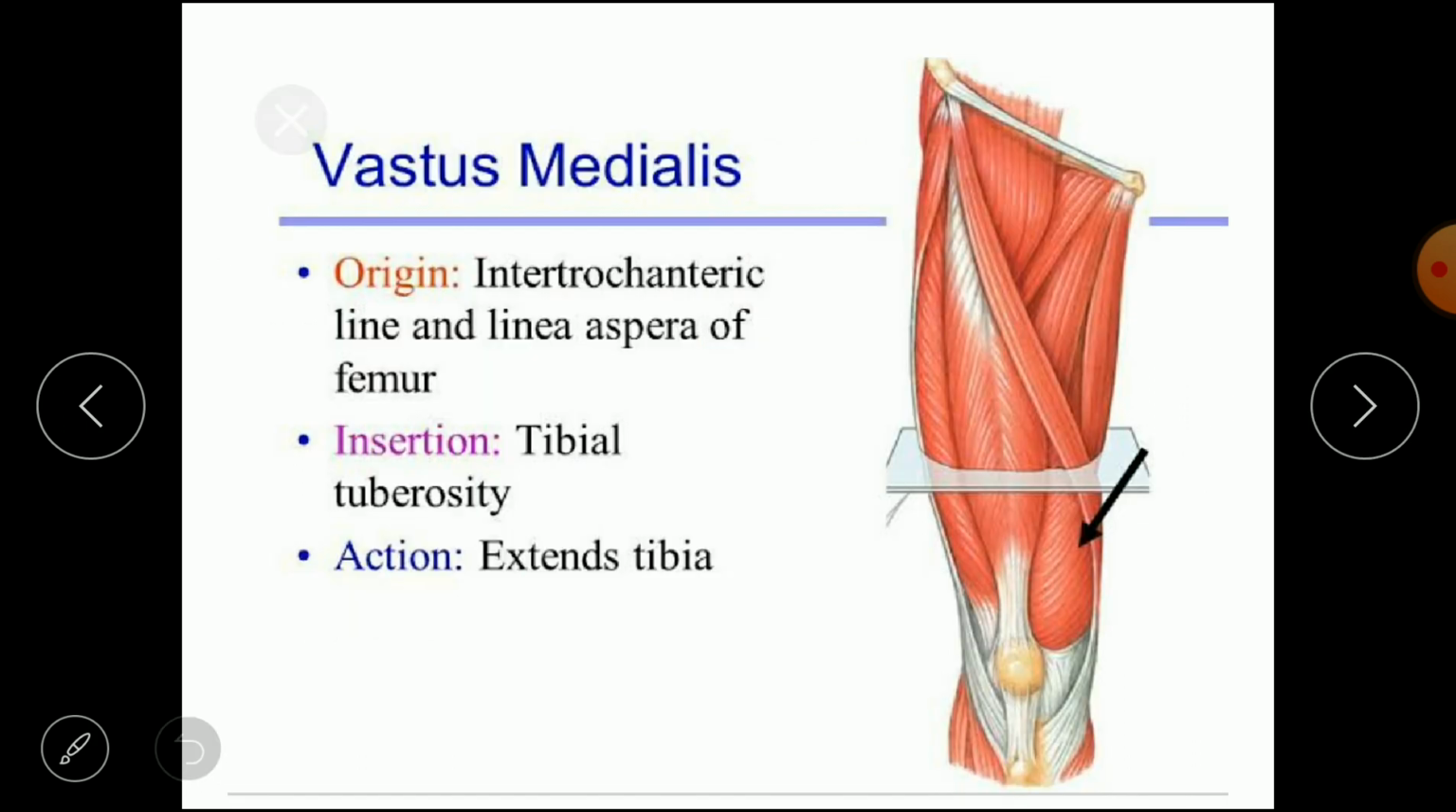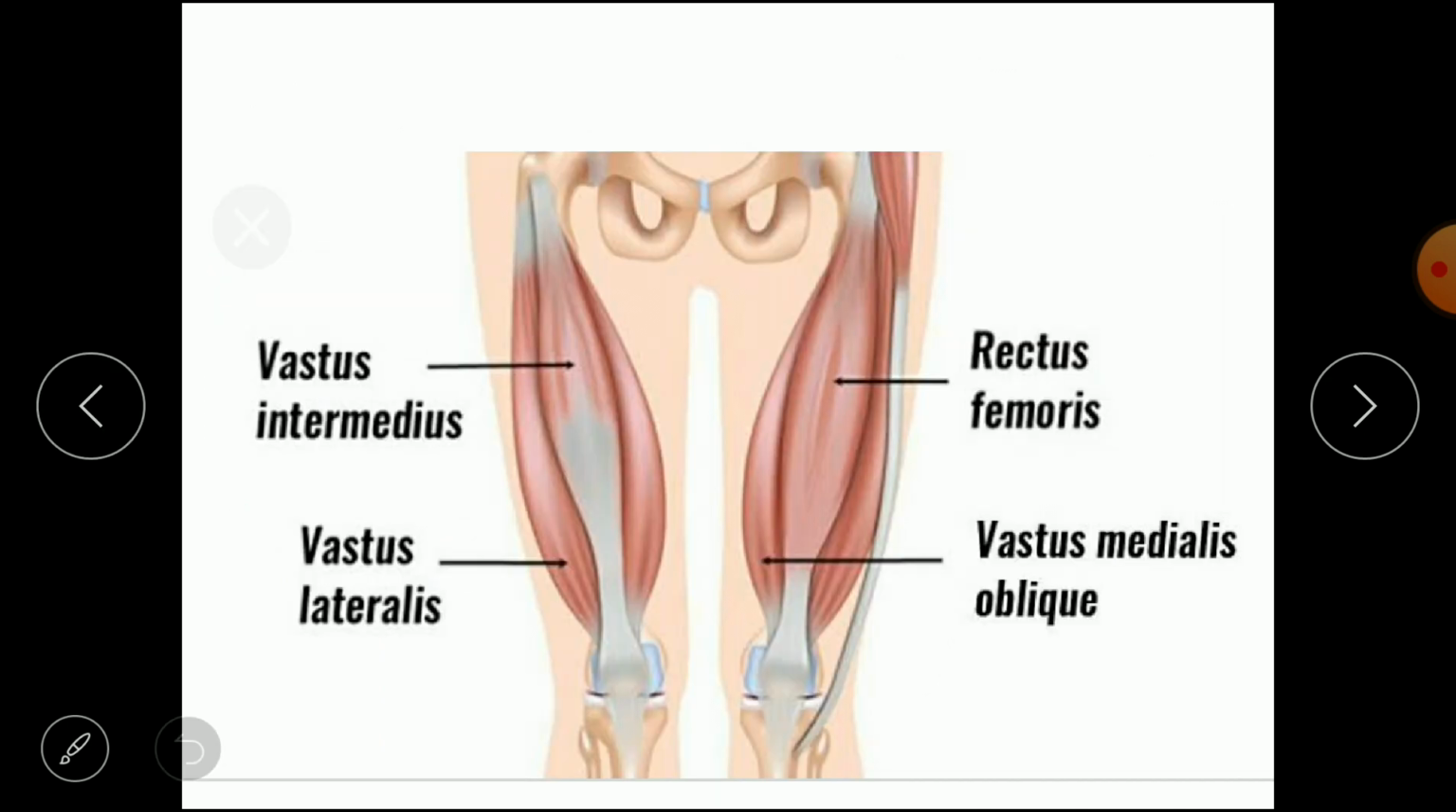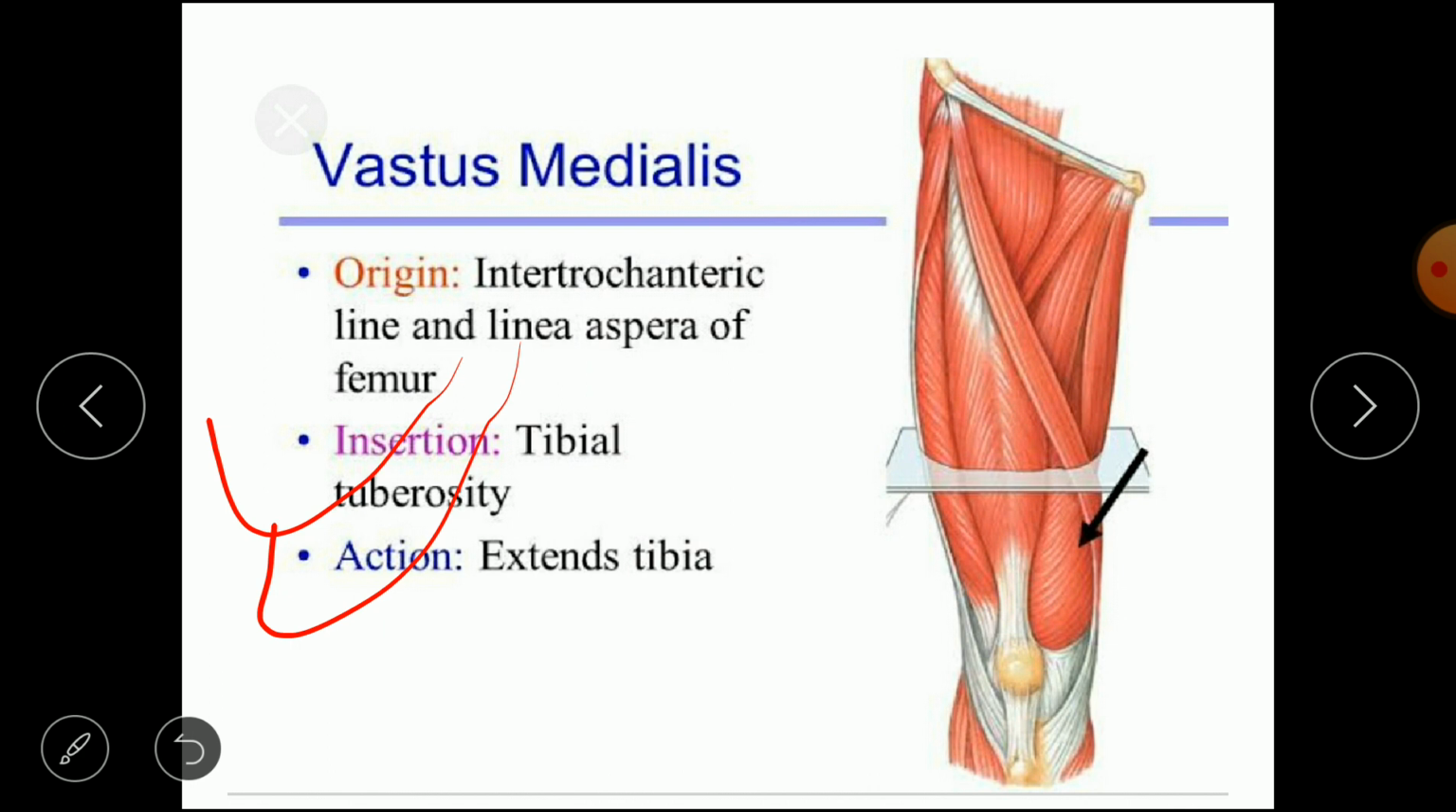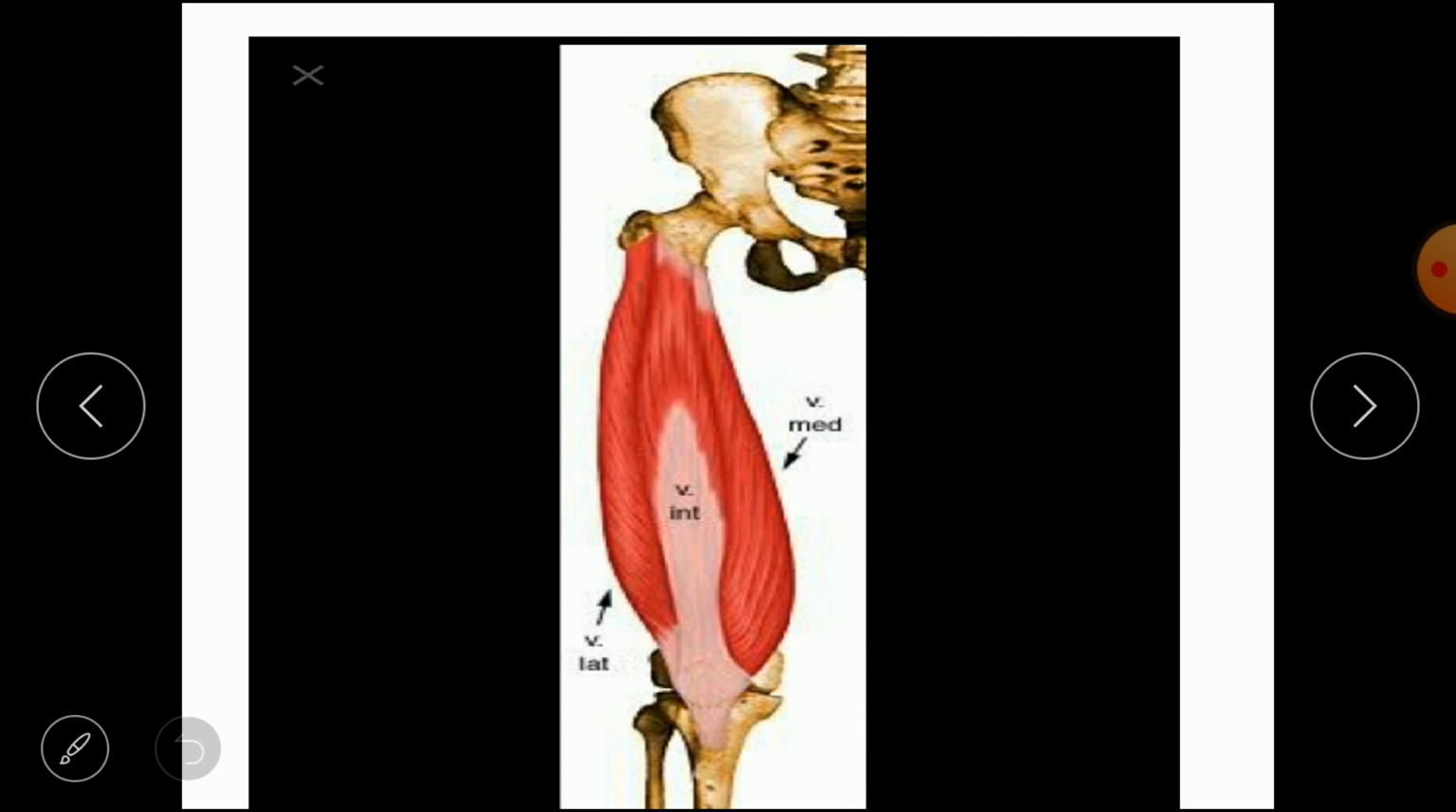Next we discuss the vastus medialis. It originates from the intertrochanteric line and linea aspera of the femur bone. This is the femur bone, so where will it originate? The intertrochanteric line and linea aspera of the femur. Insertion is at the tibial tuberosity. In this diagram you can see the medialis. So this is vastus medialis. It originates from here, insertion is the same tibial tuberosity, and the action is extension of the knee joint, that is extension of the tibia.